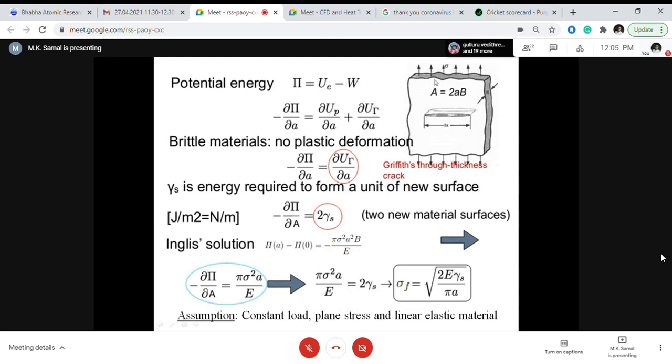But what I am interested in is the stress: how much I have to apply remotely, that nominal stress away from the crack, which will make my crack propagate. In fact, Griffith demonstrated it through experiment. He took several glass rods with different crack lengths, applied different amounts of load, and found that the product of remote stress and root over a is constant, which is a material property.